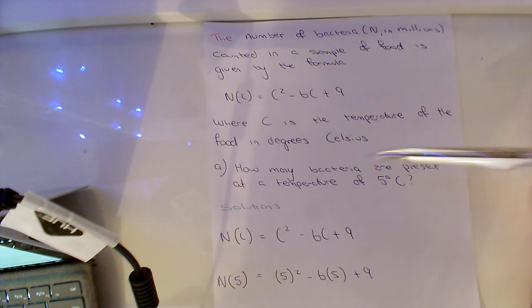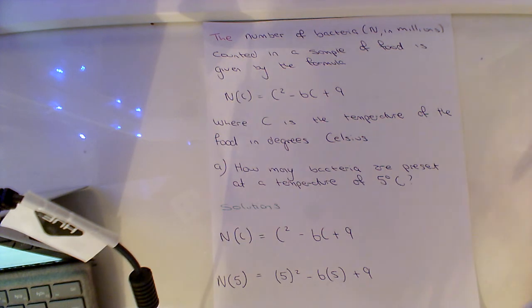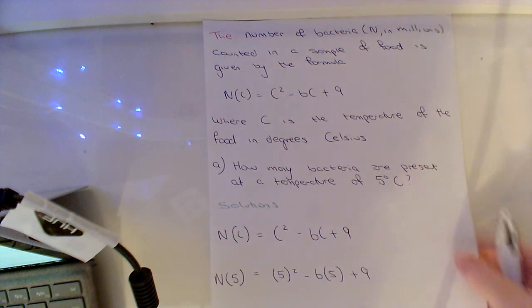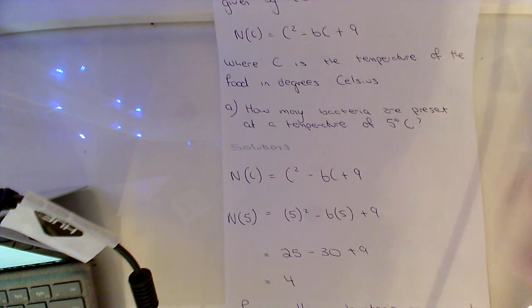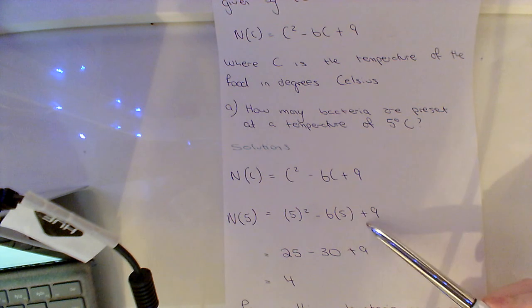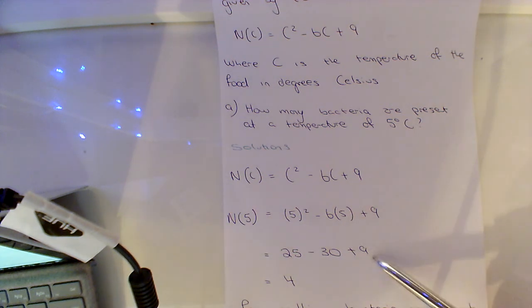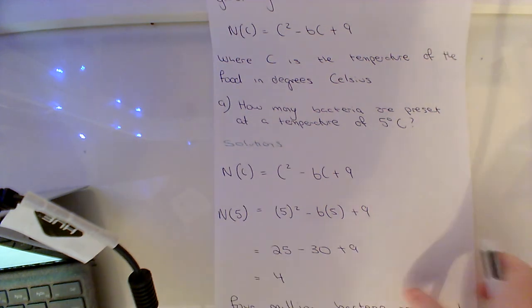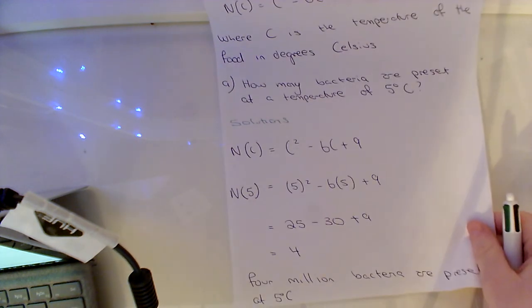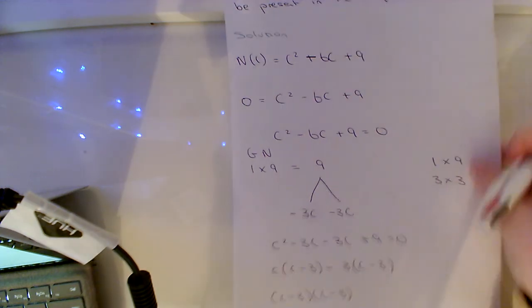So I write down my formula, so I have C squared minus 6C plus 9. And I'm subbing in a 5, so I have 5 to be squared minus 6, bracket 5 plus 9. So 5 to be squared is 25, minus 30 plus 9, and I get 4. So I have 4 million bacteria are present at 5 degrees Celsius. Then it says, at what temperature will no bacteria be present in the sample? Okay, so no bacteria present in the sample, I'm going to put 0 in for my N.